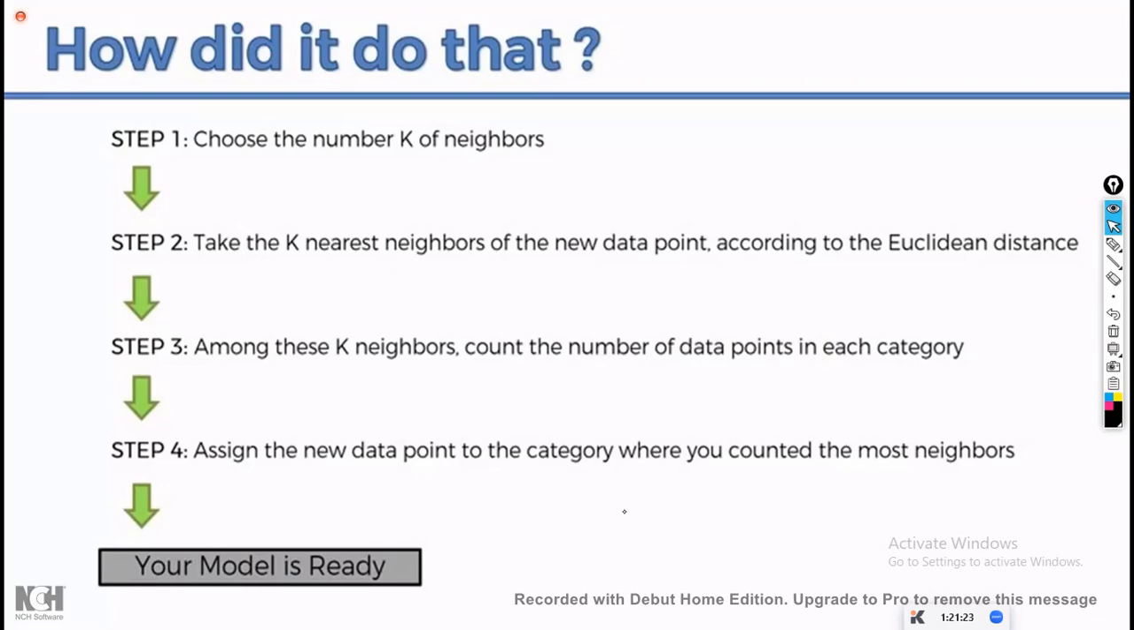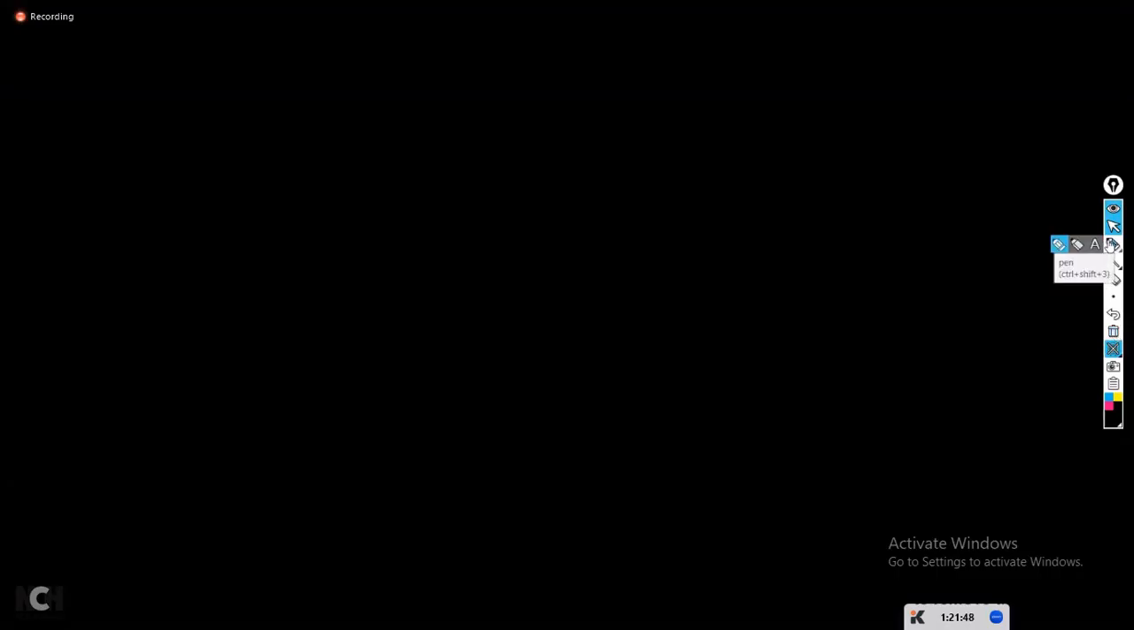Done. Let's see an example. Before starting the example, do you know what Euclidean distance is? How to calculate the distance between two data points? No? Okay, not a problem. Let's see that also: what is meant by Euclidean distance and how to calculate it.